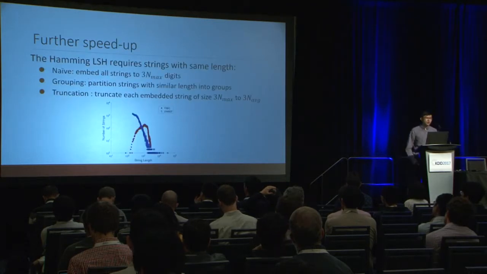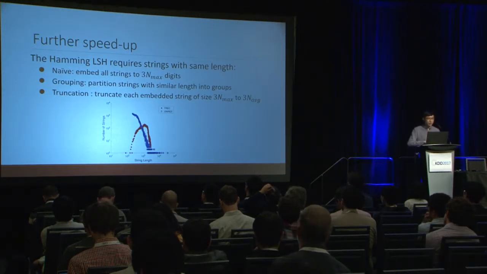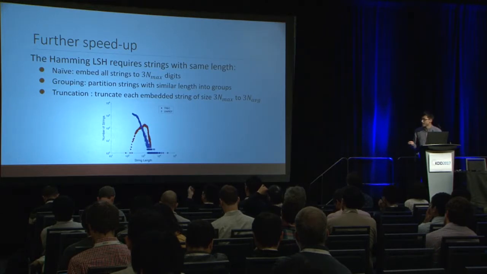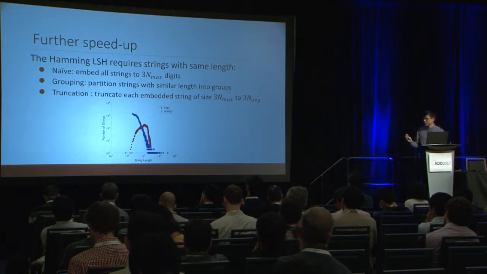So in order to further speed up, consider that Hamming LSH requires strings with the same length. However, in real-world data sets, the strings are of different lengths. For instance, this is a string length distribution. The X is the length of the string and Y is the count of strings. A naive way to solve this is to embed all the strings to 3 times n max, which is the maximum length of all the strings in the data set.